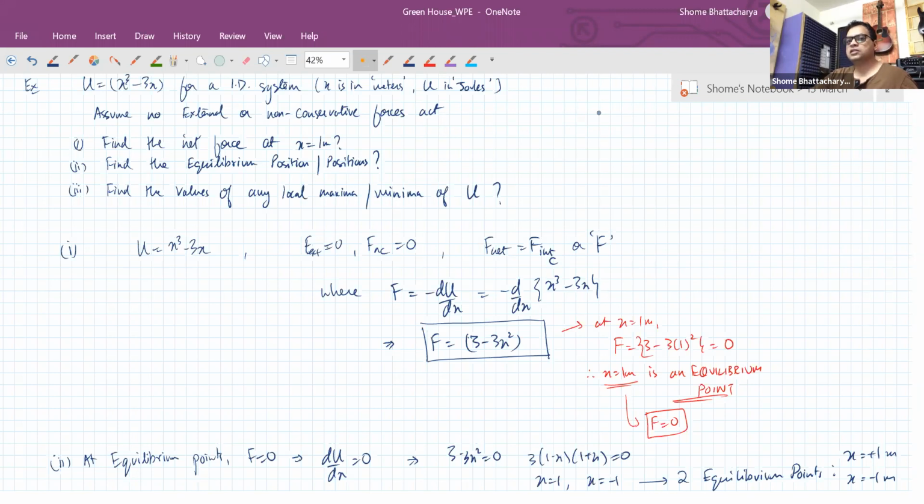Now, the third part is just a sort of revision of maxima minima concept for you people, which you have learned in calculus earlier. Just use that U is a function of x, so you know how to find the local maxima and minima of a function using the derivative and second derivative. Just do that. At the local maxima, derivative should be 0 and second derivative should be negative. Whereas at the local minima, the derivative should be 0 and the second derivative should be positive.